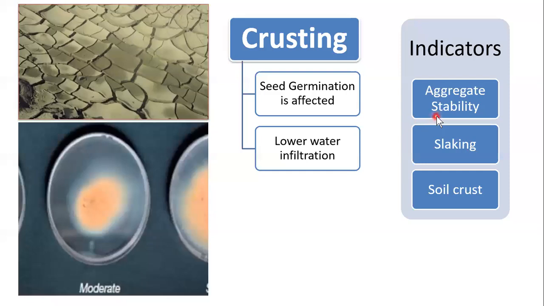So the indicators: aggregate stability. First indicator, if our soil is aggregated, they have stable aggregates, so that will be less affected. Then we have slaking. If we put a clod of soil in water, and it very quickly disperses, that is known as slaking. And then we have soil crust. If we see such type of crust on the surface, that means the soil is crusted.